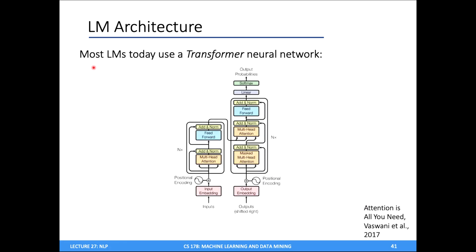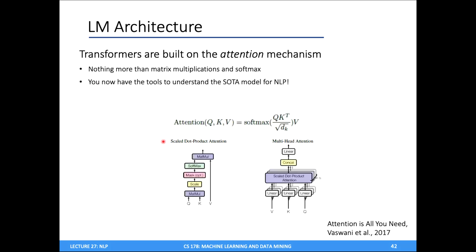Okay, so most language models today use something called a transformer neural network. Don't worry about what's happening in this picture. It's kind of complicated. But I would like to quickly emphasize that transformers are built on this thing called the attention mechanism. And this attention mechanism is nothing more than a bunch of matrix multiplications followed by a softmax. So you guys know how to do all of these pieces now. And so really you have everything you need to understand the state-of-the-art model in NLP.